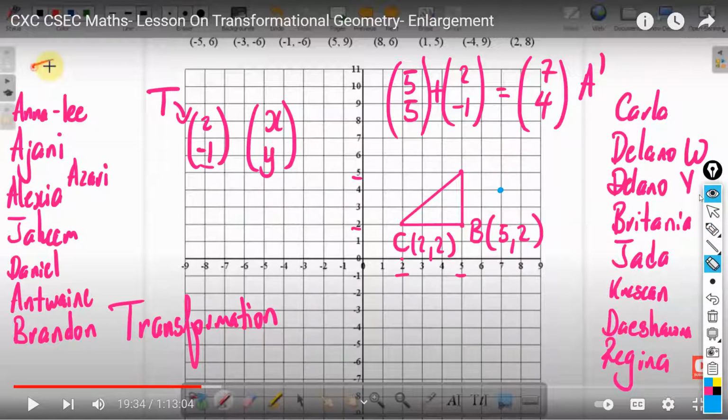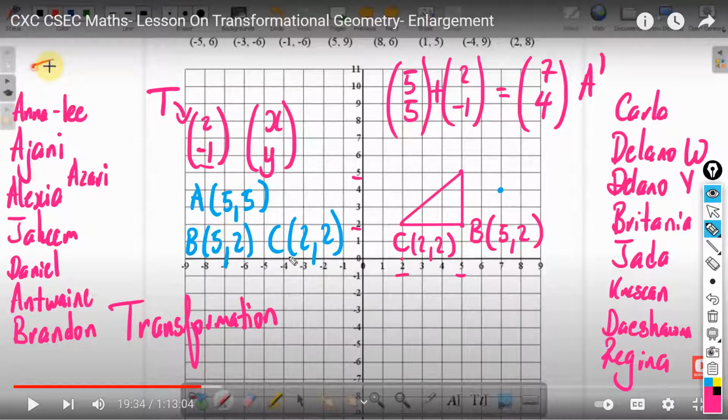Let me kind of rub this out for a second. Sorry, guys. A is 5, 5. B is 5, 2. And C is 2, 2, right? So this would be the new point for the A, guys. You just add the transformation, 2 minus 1, you just add it to it, and you get the new point, right? Which is 7, 4.